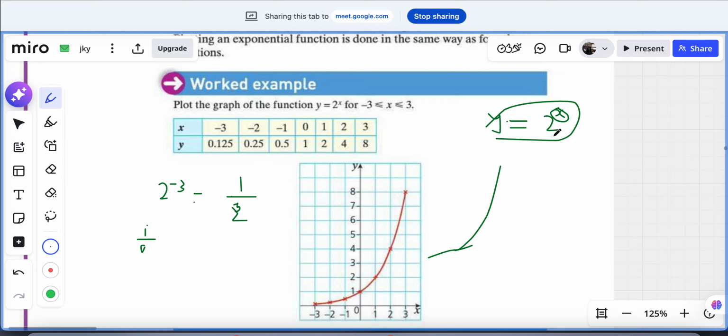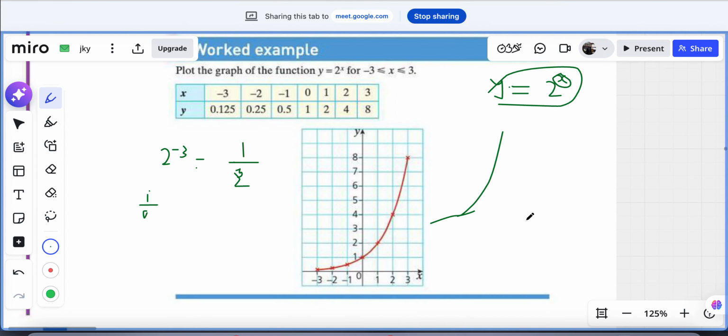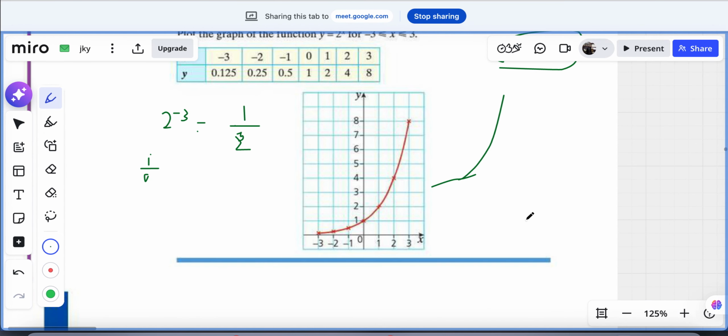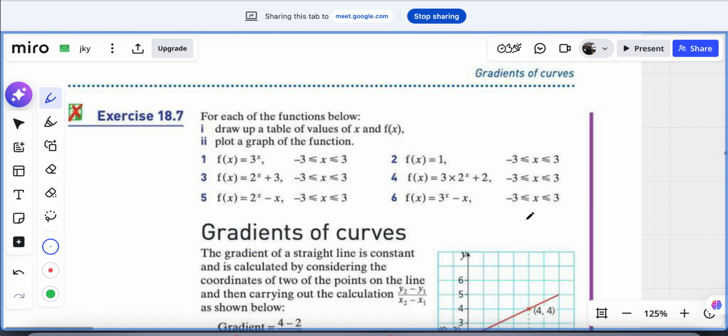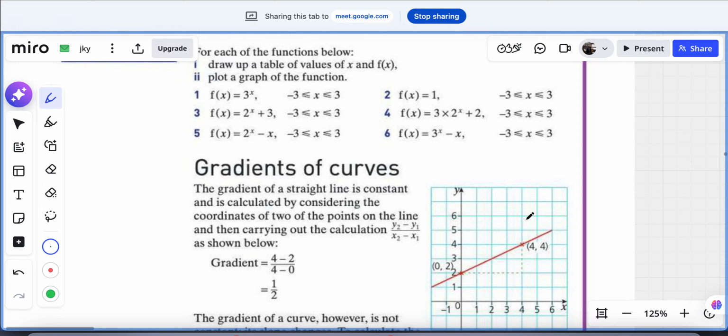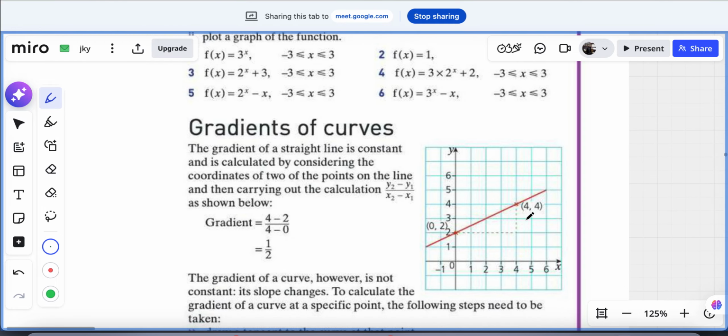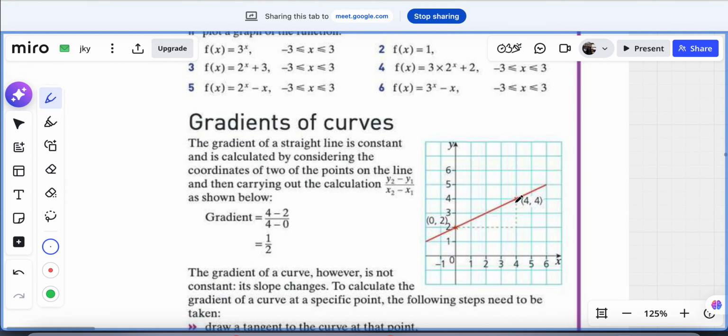And the equation is like y equals 2 raised to power x, or y equals 3 raised to power x, or y equals 5 raised to power x. It doesn't matter whatever this number is, prime number or not. Okay, now we move on to the gradient of a curve.